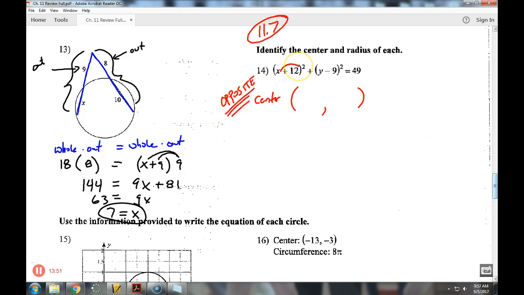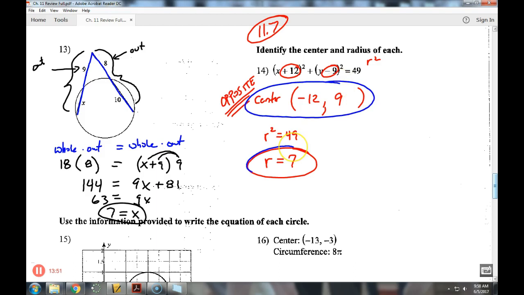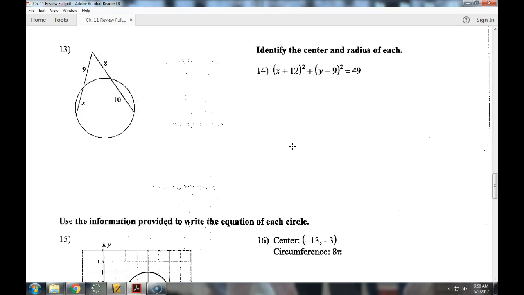So for instance, if it's plus 12, the x-coordinate is actually minus 12. Since this one's negative 9, this is actually a positive 9. And then the way the formula is built is r squared is 49. So if r squared is 49, the radius is the square root of that, which is 7. So these are the two things that you'll have to know on the test, is the center and the radius. So I give the equation, you spit back to me the center and the radius. Go to the next one.